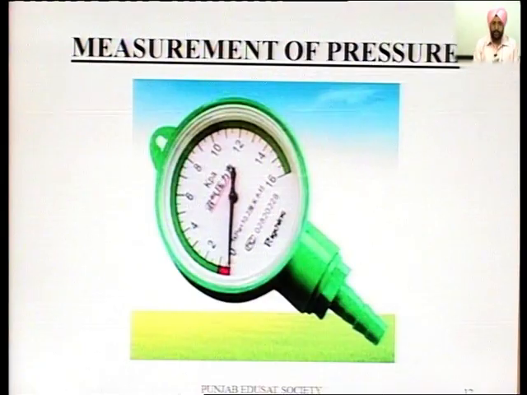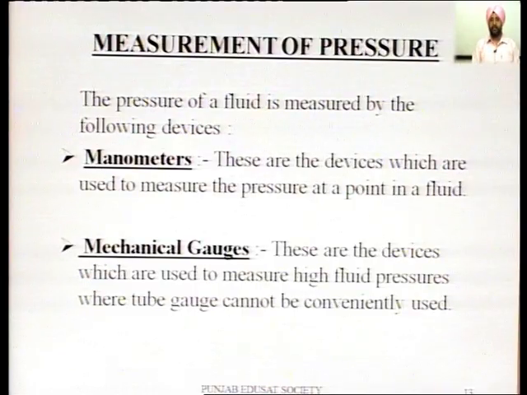Now I'm interested to discuss the measurement of pressure. How do we measure the pressure by different instruments? So in the measurement part, the pressure of a fluid is measured by the following two types of devices: the manometers and the mechanical gauges.